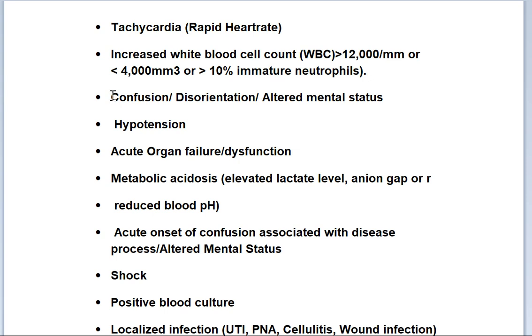If the sepsis patient is getting worse, with septic shock or severe sepsis, then that patient may have confusion, disorientation, or altered mental status, which can even lead to encephalopathy. Next is hypotension. The patient's BP will become very low. For that, they will be treated with vasopressors. There are many vasopressors, so we should look at the chart.